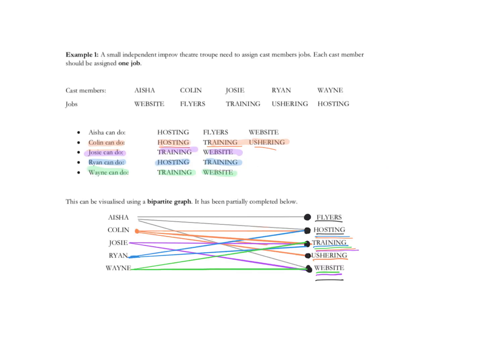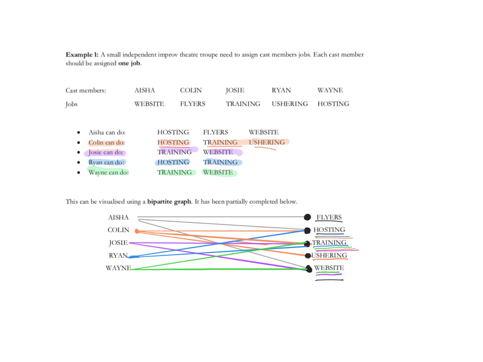So what we use these for is, for example, a small independent improv theatre group that needs to assign cast members to jobs. Each cast member should be assigned 1 job. You can see the first one there they did for you. So Aisha can do hosting, flyers and websites. In the end you have 5 people and 5 jobs, and we're just connecting what they can do. Colin can do hosting, training and ushering, and I've done that in orange, connecting him with those 3 jobs.